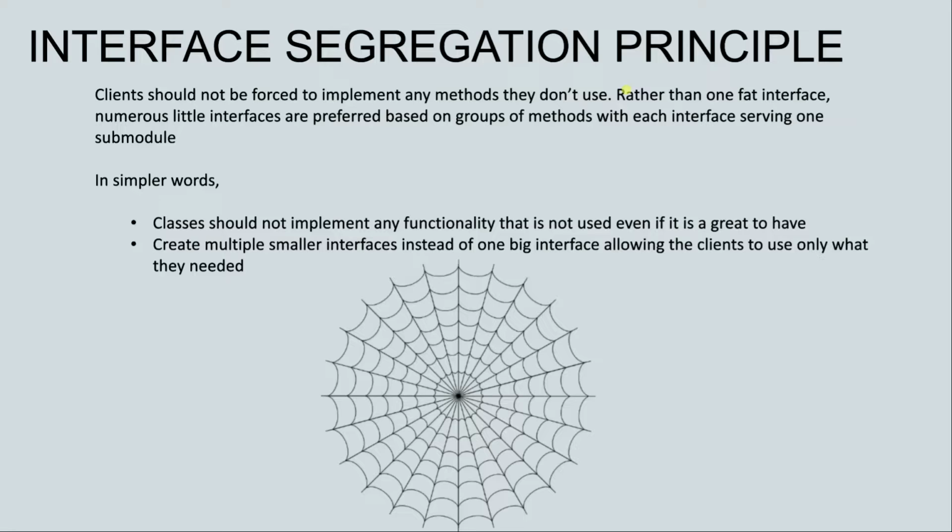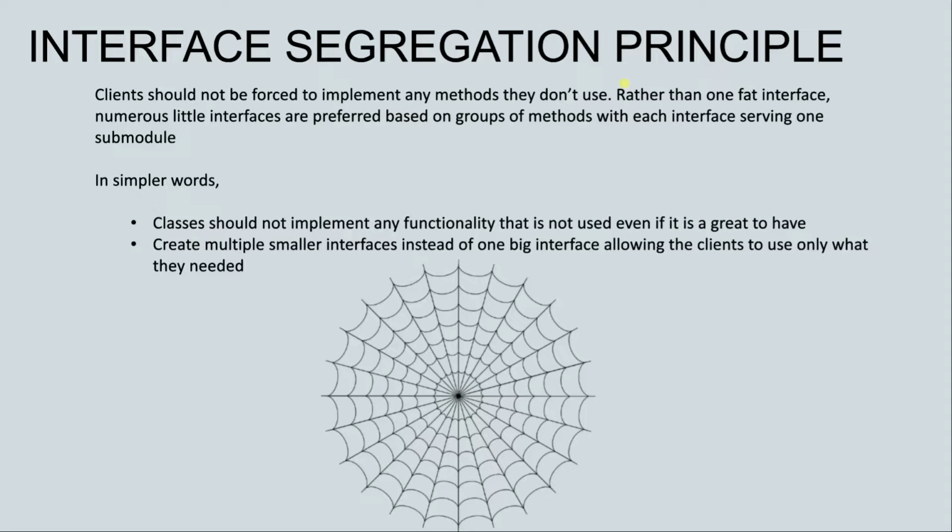It may sound a little bit complex, but in simpler words, it means classes should not implement any functionality that is not used, even if it is great to have. And the other thing is, we should create multiple smaller interfaces instead of one big interface, allowing the clients to use only what they need.